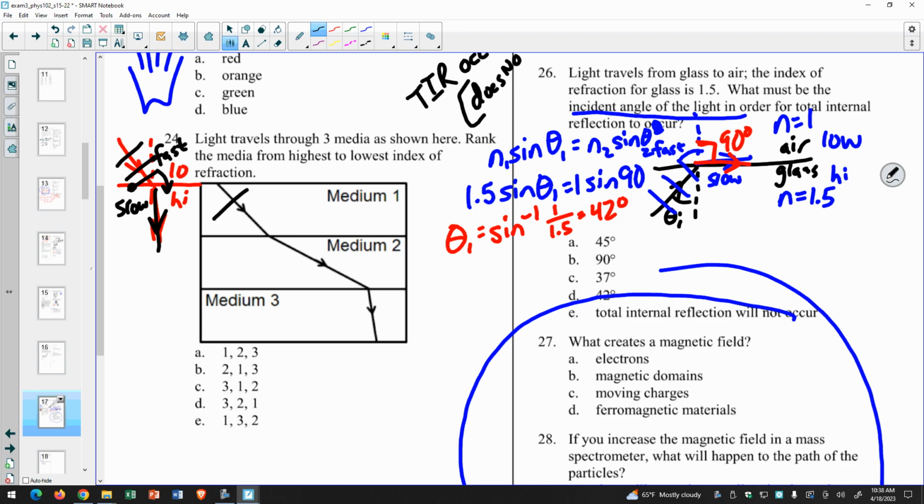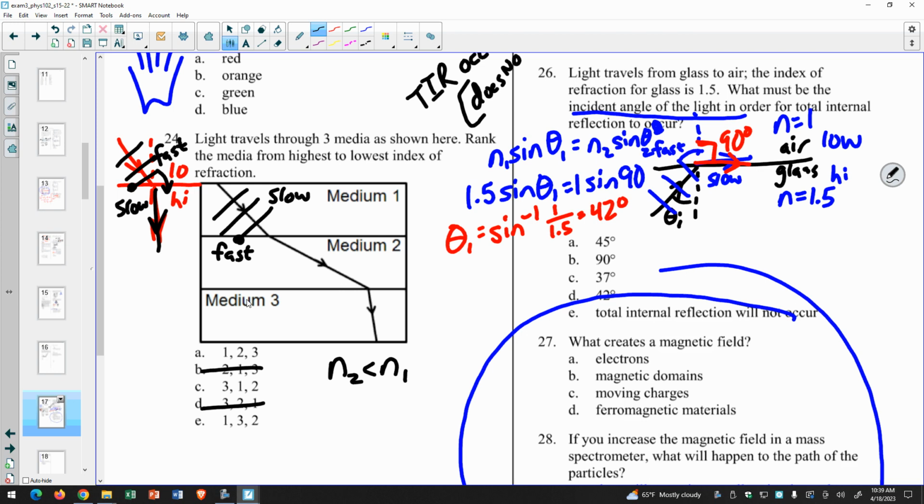So here, it's traveling along. At this point, it has to move faster. That means it's moving slow up here. That means that the index for medium 2 is smaller than the index for medium 1. So N2 is less than N1. I'm ranking them from highest to lowest, so any that show N2 bigger than N1 are going to be wrong. So B and D I can get rid of because it shows that 2 is actually bigger than 1.